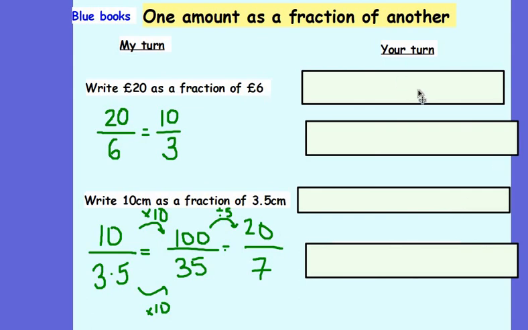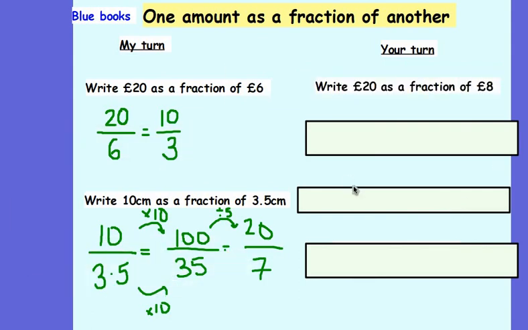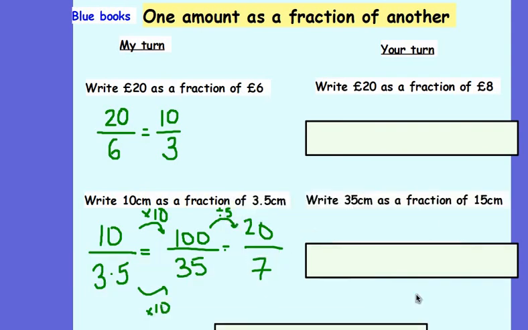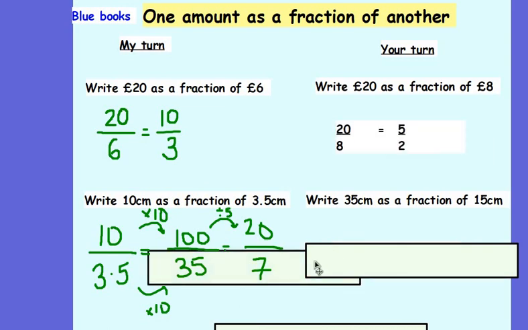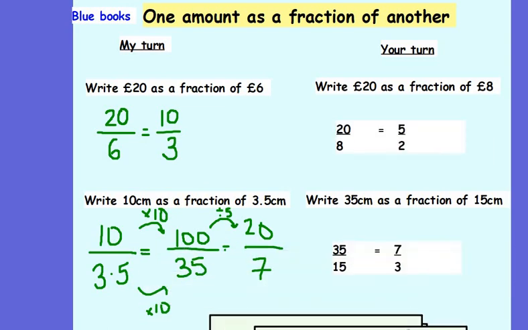Over to you, Year 7. In your dark blue books, have a go at these two examples for me. Pause the video for a couple of minutes and work those out now. And these are the answers I was looking for. Please check your work, see how you did. 20 out of 8 becomes 5 over 2, and 35 out of 15 becomes 7 over 3.